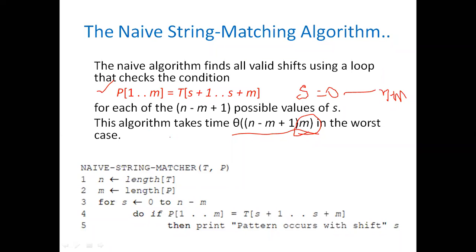This is n minus m plus 1. Where did this n minus m plus 1 come from? From here. This loop will run that many times. And the inner loop is 1 to m, because the pattern size is m, so all m characters will be matched. So there is a nested loop which is not shown here.